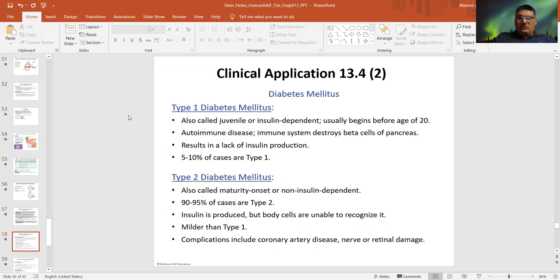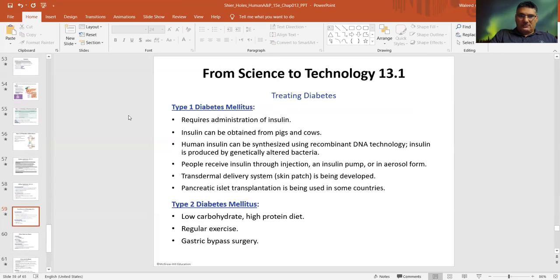So we have type 1, we call it child onset or juvenile onset or insulin dependent, which is under 20. And this is the minority of the cases, like 5 to 10%. The vast majority of the cases are actually type 2. So for type 1, you don't make enough insulin, I give you insulin. And unfortunately, those people live their entire life injecting insulin.